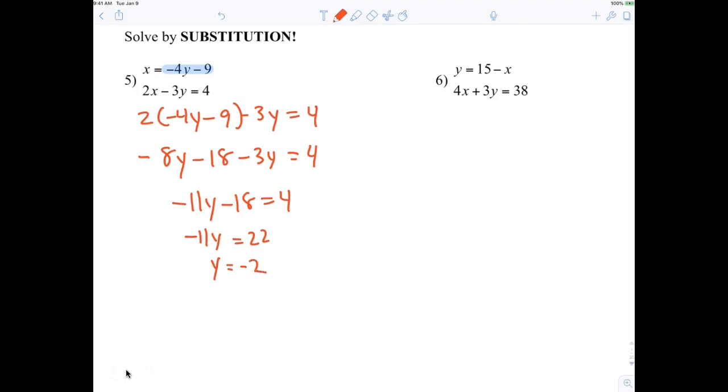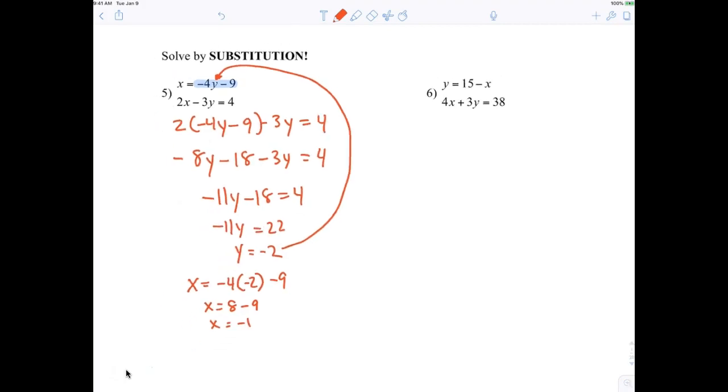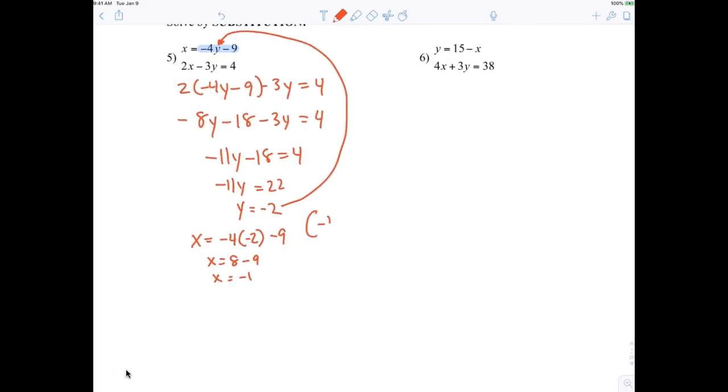Now that I found out what y is, I take y and I plug it in up here for this y right there. And so I have x equals negative 4 times negative 2 minus 9. X equals 8 minus 9. X equals negative 1. So my answer is negative 1, negative 2.